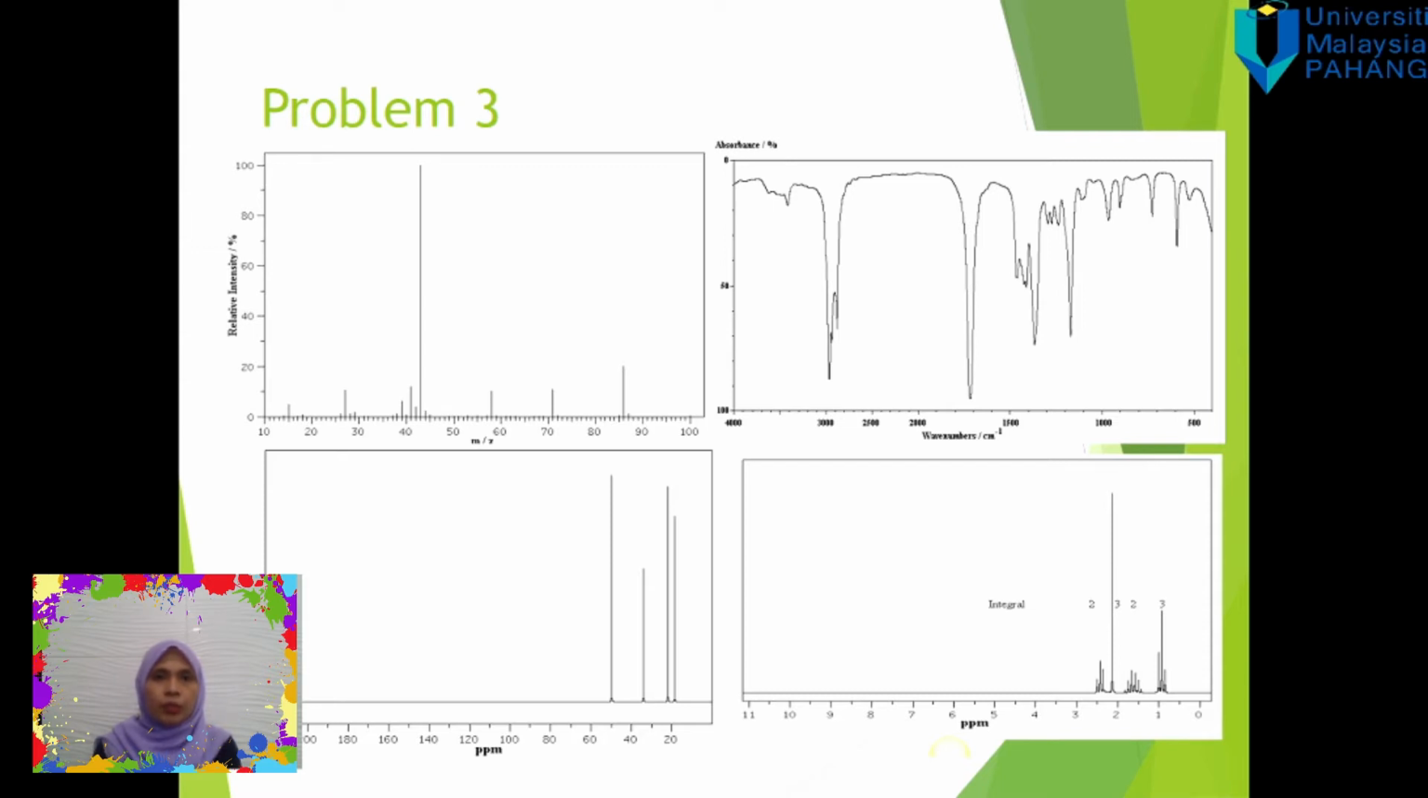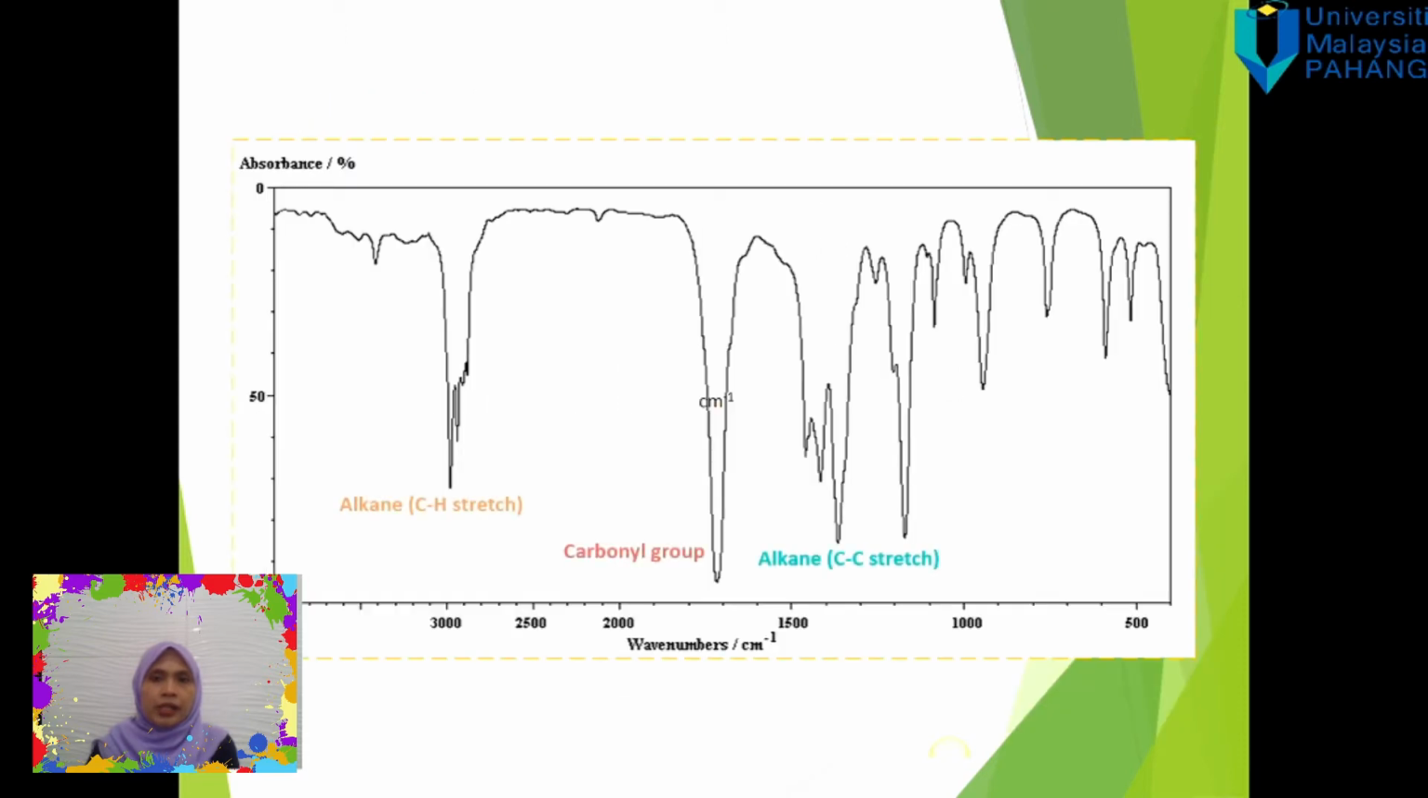We come to problem 3, where the spectra have been given from different spectroscopy. In this case, the given data is from the MS, FTIR, carbon-13 and proton. Based on all the spectra, the question asks us how to elucidate the structure. I always prefer to interpret the FTIR data first, whereas in this case, the typical and important signal is the presence of a carbonyl group.